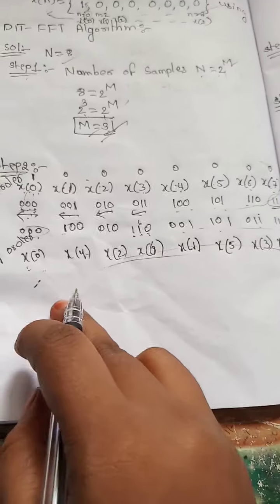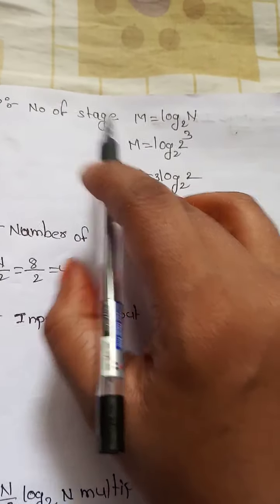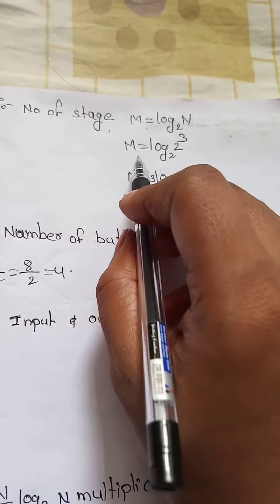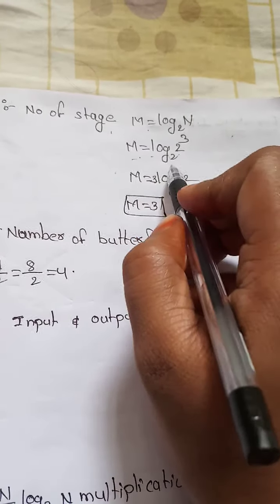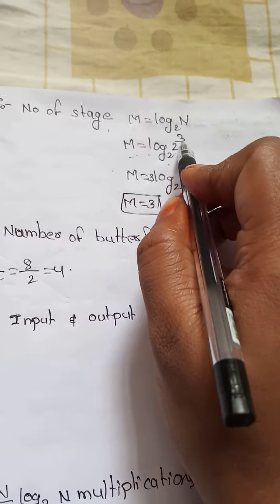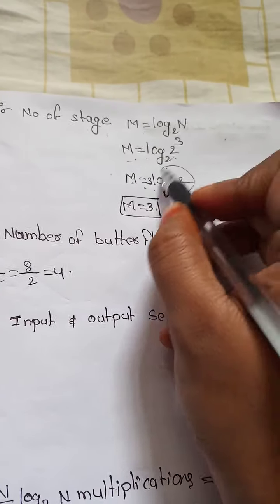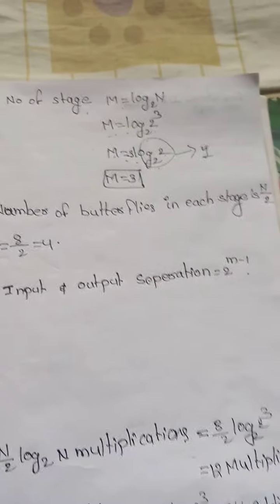Our next, third step is the number of stages. The formula for the number of stages is m equal to log base 2 of n. So n can be written as 2 power 3, then m is equal to log base 2 of 2 power 3. So m equal to 3 log base 2 of 2. Here the value of log base 2 of 2 is 1. So then m is equal to 3.